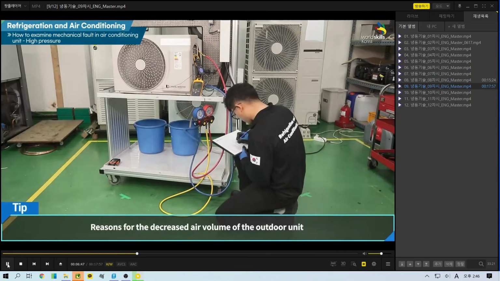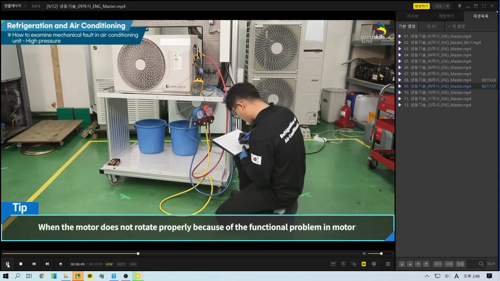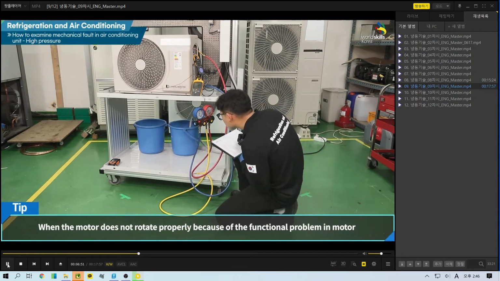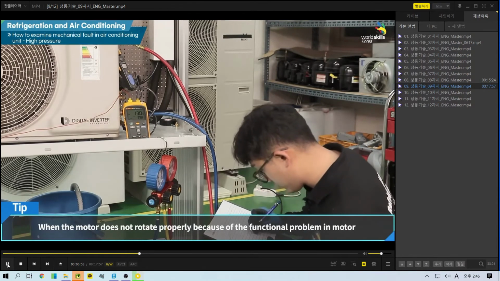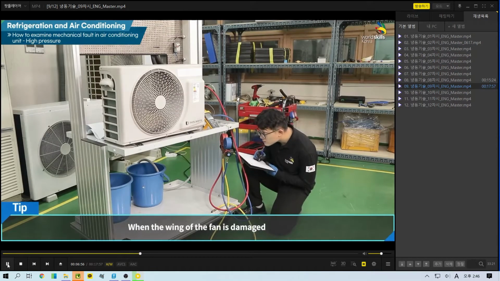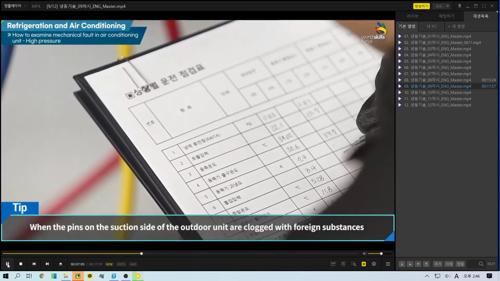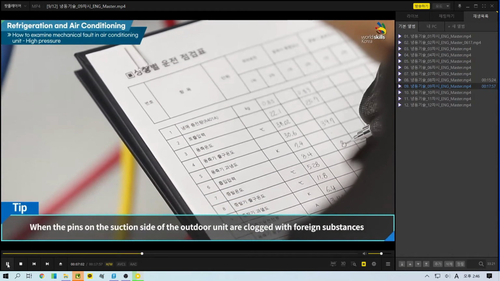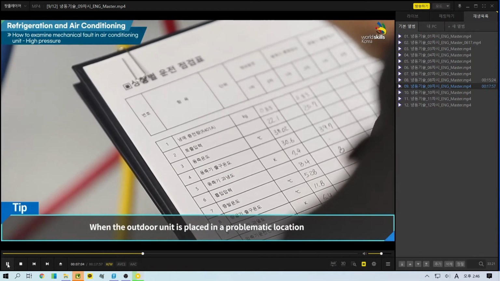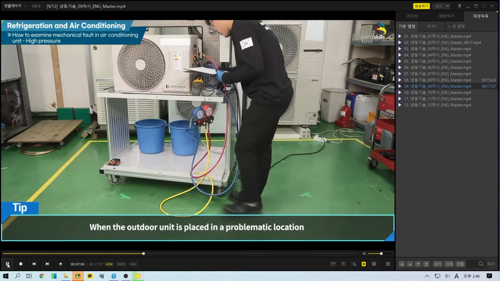Reasons for the decreased air volume of the outdoor unit. When the motor does not rotate properly because of a functional problem in the motor. When the wing of the fan is damaged. When the pins on the suction side of the outdoor unit are clogged with foreign substances. When the outdoor unit is placed in a problematic location.